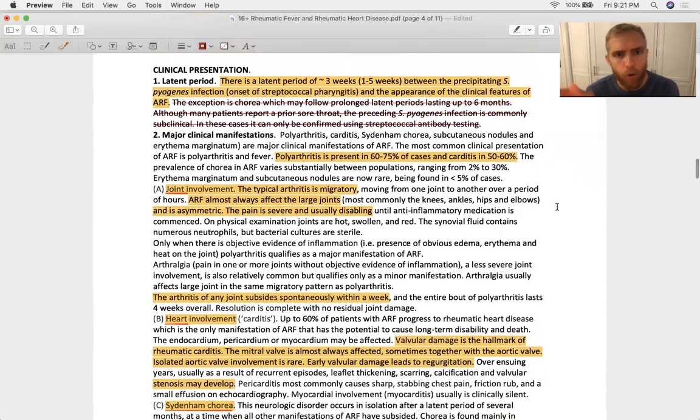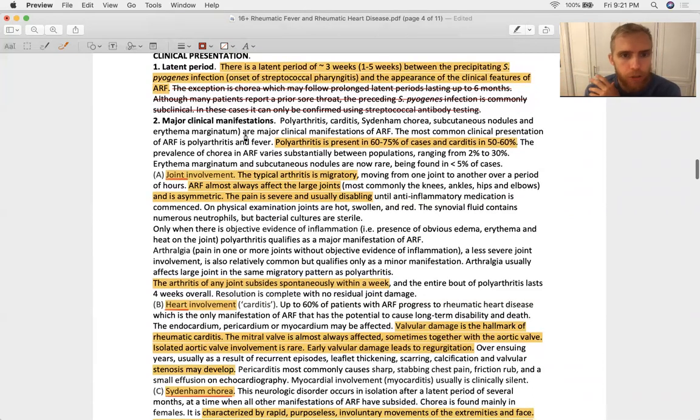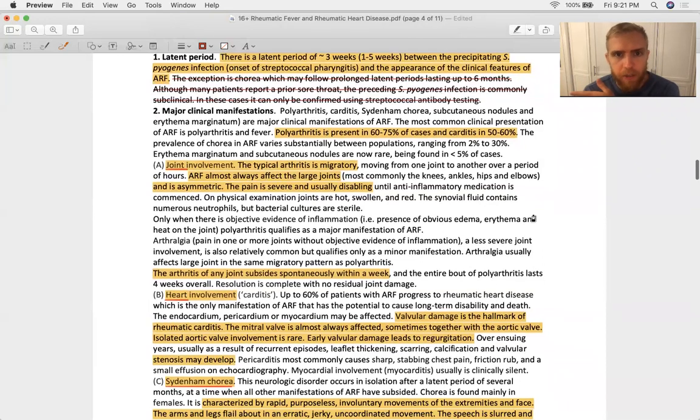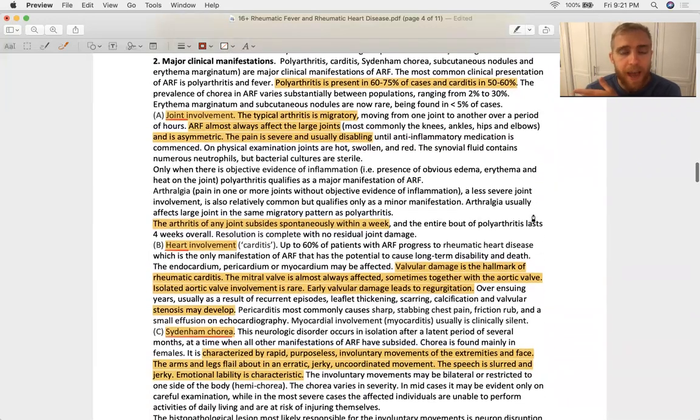So moving into the clinical presentation of rheumatic fever. Again, there's going to be a latent period. You get strep throat, and then there's some time that passes, and then you start seeing the presentation of rheumatic fever through the Jones criteria. And the major clinical manifestations here are the major manifestations of the Jones criteria. And to diagnose rheumatic fever, you need two major or one major and two minor criteria. And so this page and a bit of the next lists the major criteria.